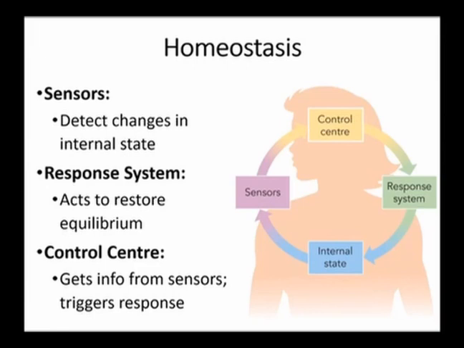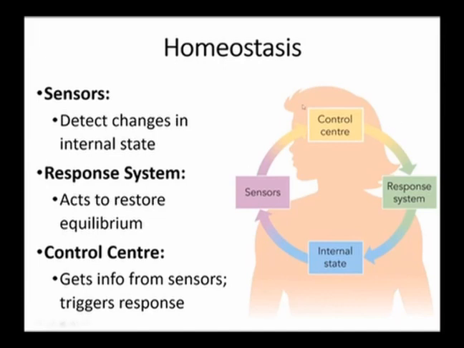So our body will notice if our internal temperature gets too hot or too cold because of these sensors. We're then going to have a control center that's going to take that information from our sensors. If neurons in our body have noticed that the body temperature is too hot, then the control center is going to enact some kind of behavior because of that. So if it's picking up that we are too hot, it's going to trigger some kind of response. And that's where the response system comes in. And that's going to act to restore equilibrium.